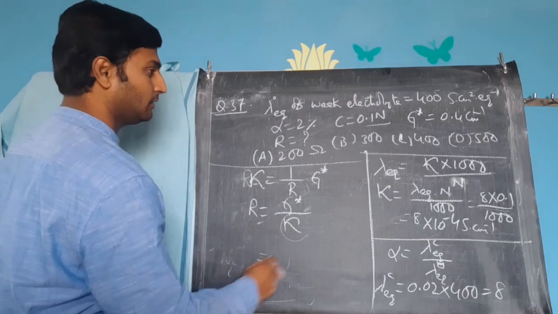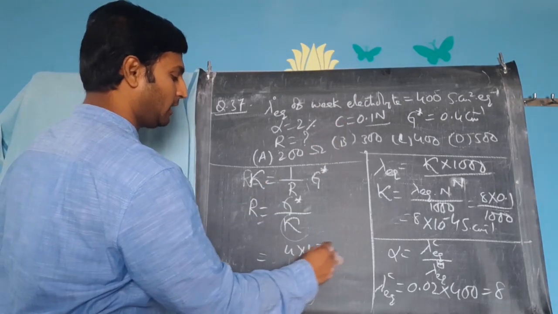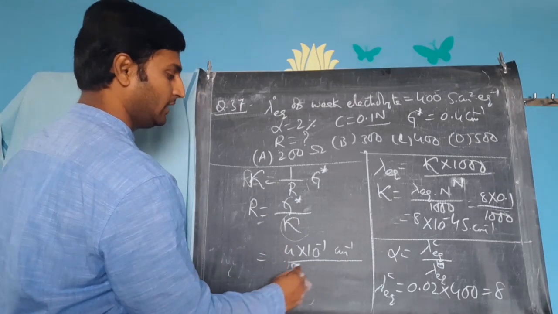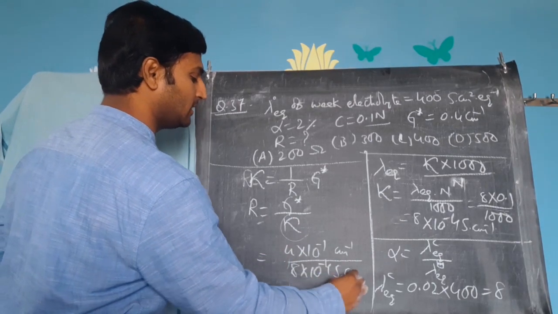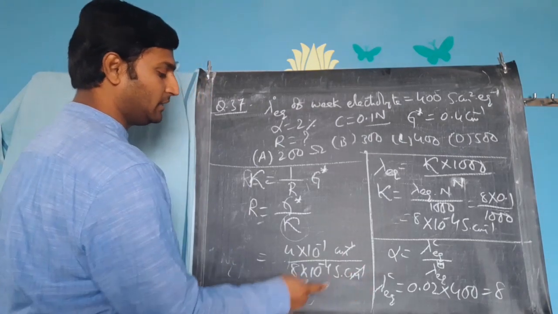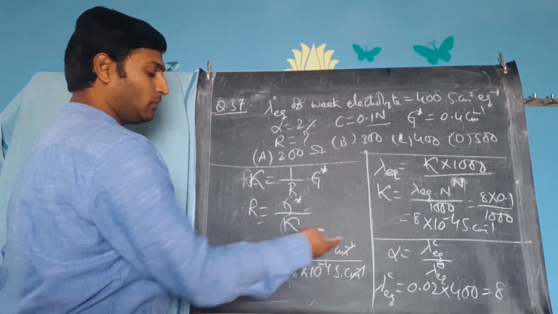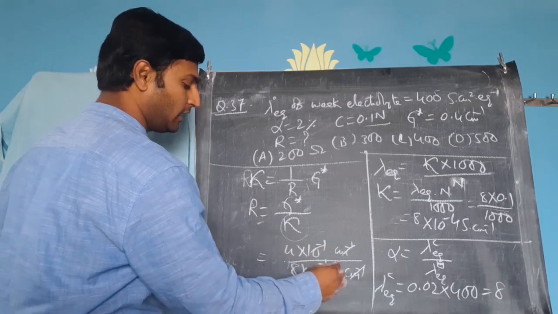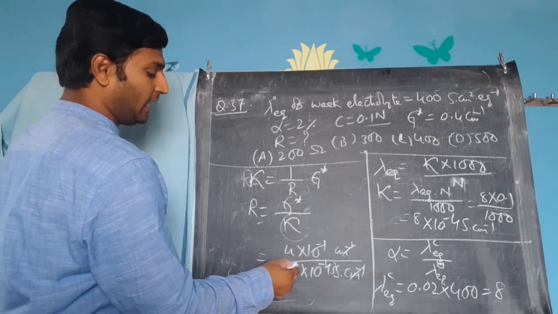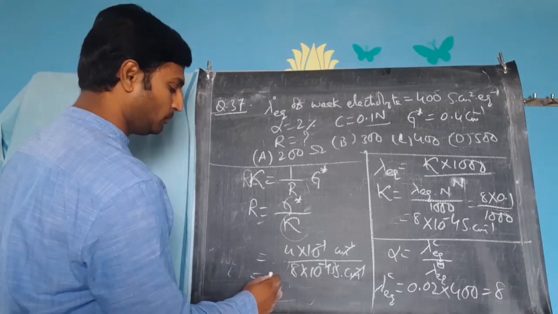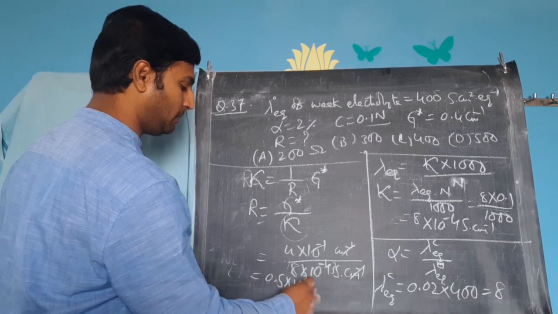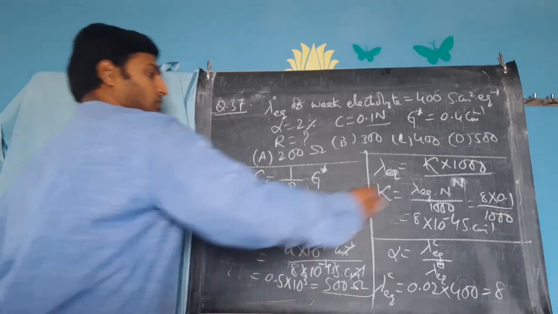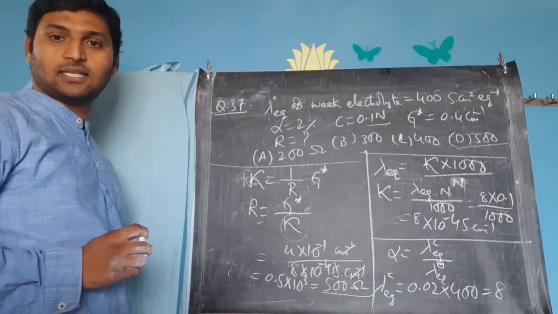Now substitute here. 4 into 10 power minus 1 centimeter inverse divided by 8 into 10 power minus 4 S centimeter inverse. Centimeter over centimeter gets cancelled. S inverse is nothing but ohms. Okay, you will get the answer in ohms, that's fine. So 10 power minus 3 in the denominator, 4 by 8 will be 0.5. So 0.5 into 10 power 3 you have, which will become 500 ohms. So option D is your answer.